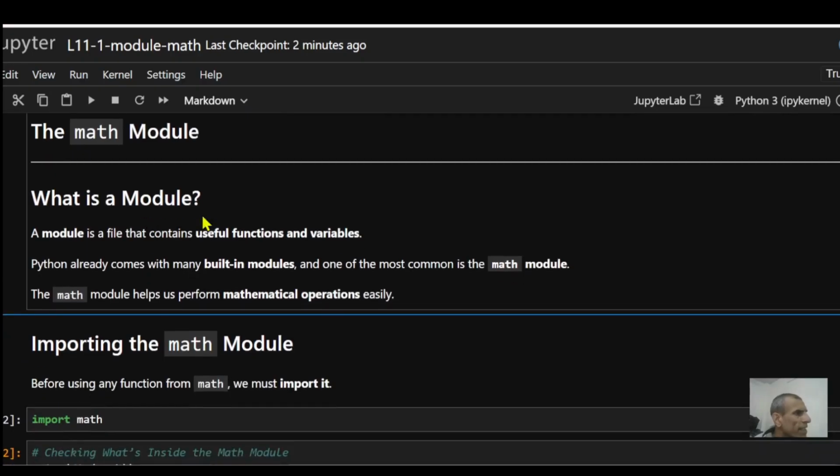So what exactly is a module, by the way? It's a file. It contains your functions and variables. This way you don't have to define your functions, and you don't have to define your variables. This way you can use those functions and variables.